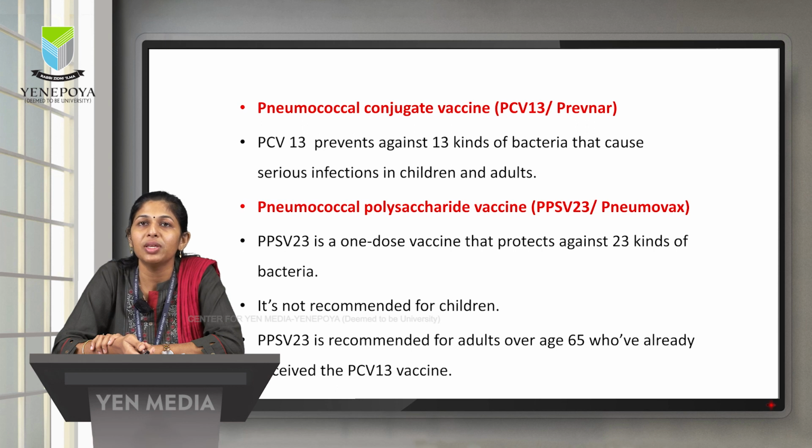What do you mean by PPSV23? This PPSV23 is a one-dose vaccine that protects against 23 kinds of bacteria. It is not recommended for children. This PPSV23 is recommended for adults over 65 years of age who have already received the PCV13 vaccine. So you should know the difference between PCV13 and PPSV23.